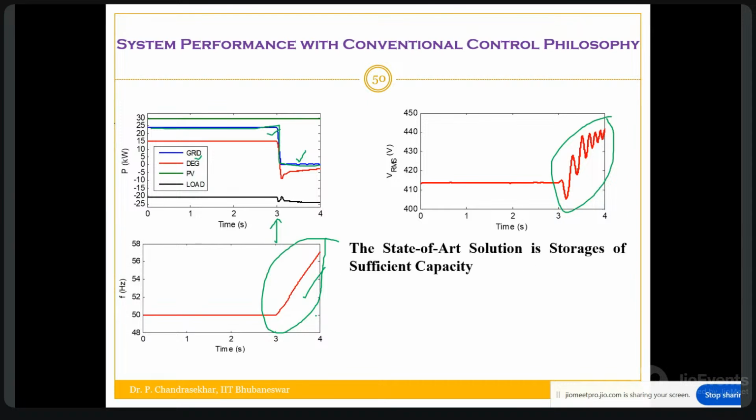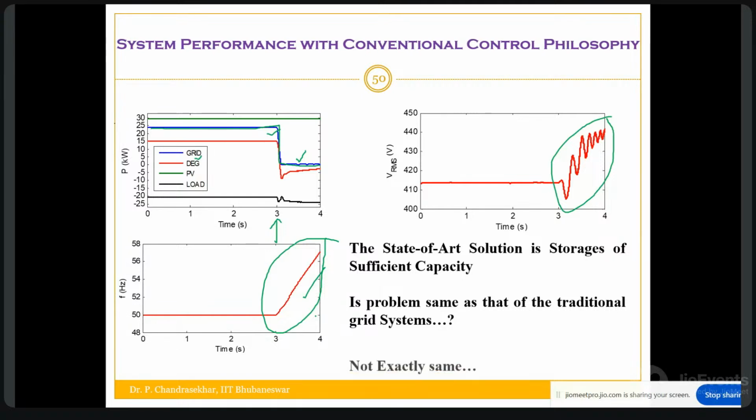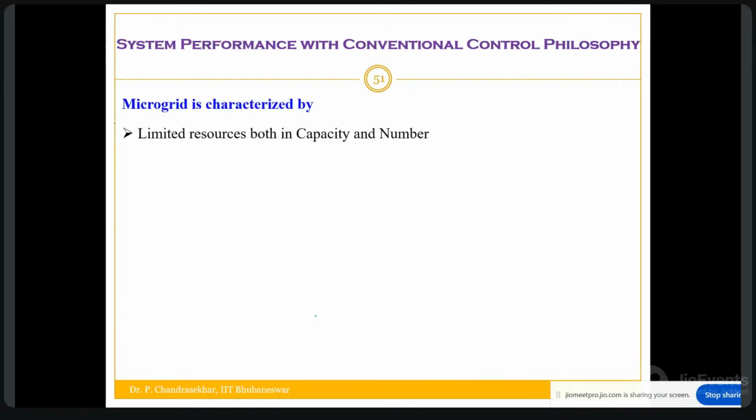Now what is to be done? We can go with storage, but as we know, the cost is still very high. The problem is that it is not the same as our traditional systems, because conventional grids have many loads and the system inertia is huge. However, when it comes to the microgrid, it has very limited resources.